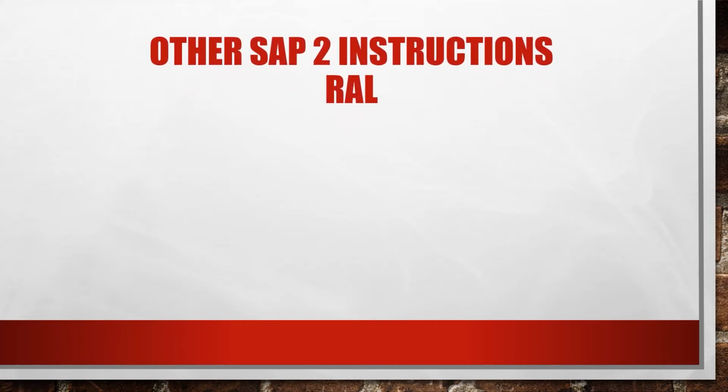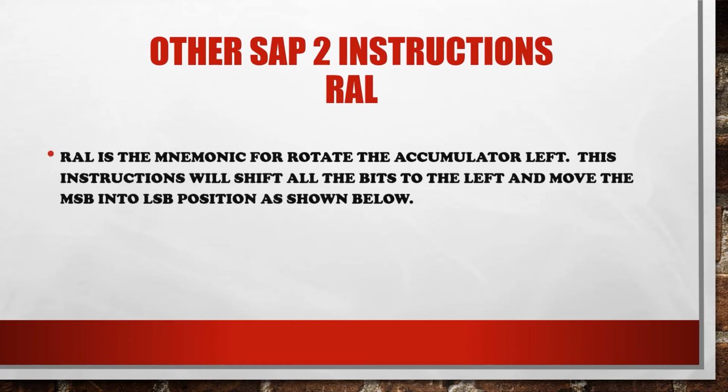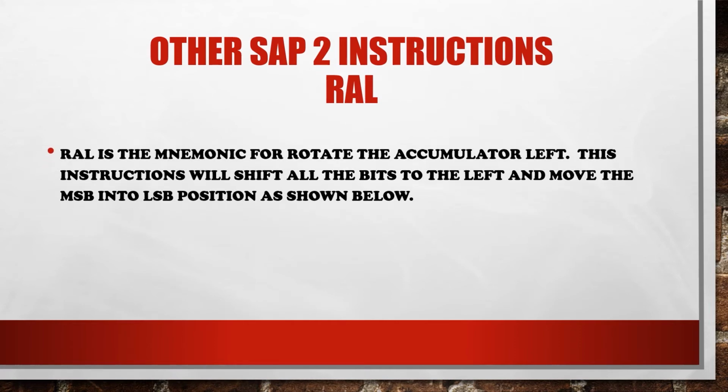RAL is another SAP 2 instruction. RAL is the mnemonic for rotate the accumulator left. This instruction will shift all the bits to the left and move the MSB into the LSB position, as shown in the figure below. Here, the MSB is shifted into the LSB position, and the other bits are shifted to the left. So let's see an example.